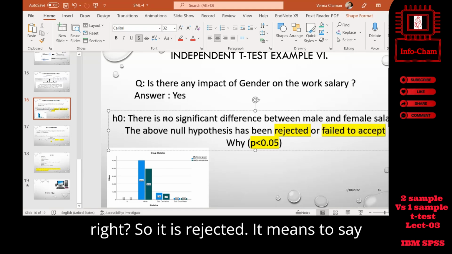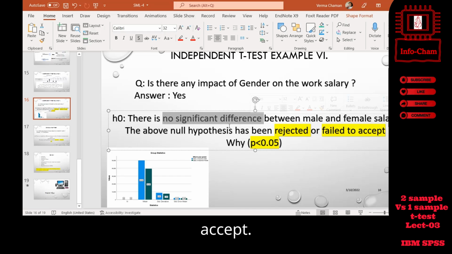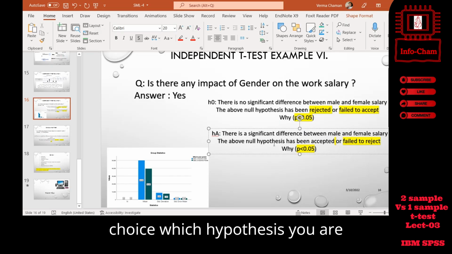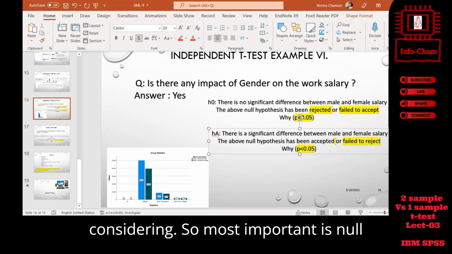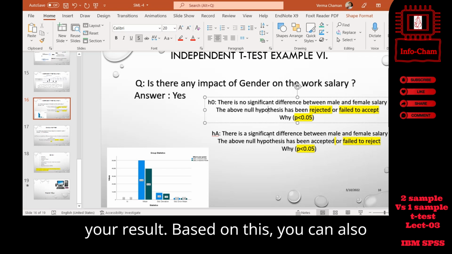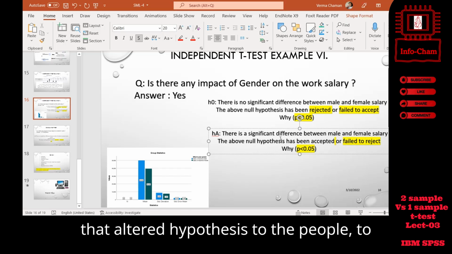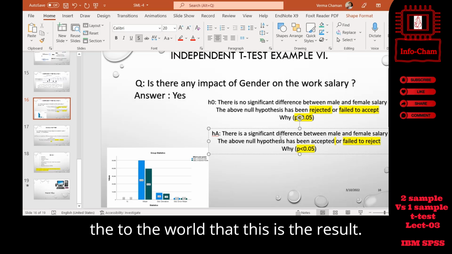So it is rejected. It means, oppositely, what hypothesis should I accept? Choice, which hypothesis you are considering. So most important is the null hypothesis. Based on it, you can clarify your result. Based on this, you can suggest the alternate hypothesis to the people, to the world, that this is the result.